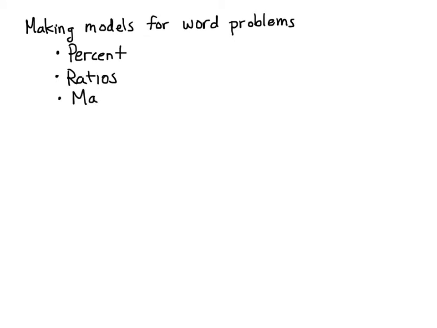So I'm going to talk about making models, and we'll get a little bit more practice at defining variables from this and that kind of stuff. But there's several models that I want to talk about today, and they're mostly in section 2.2 in your book. We're going to talk about one or two from section 2.3.